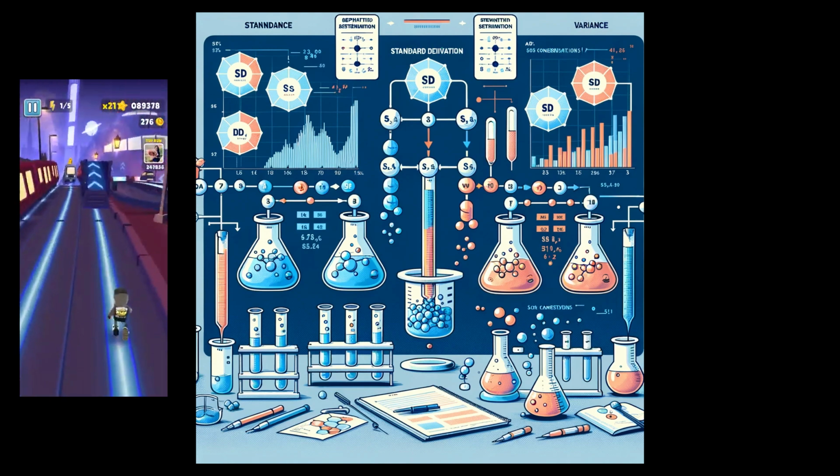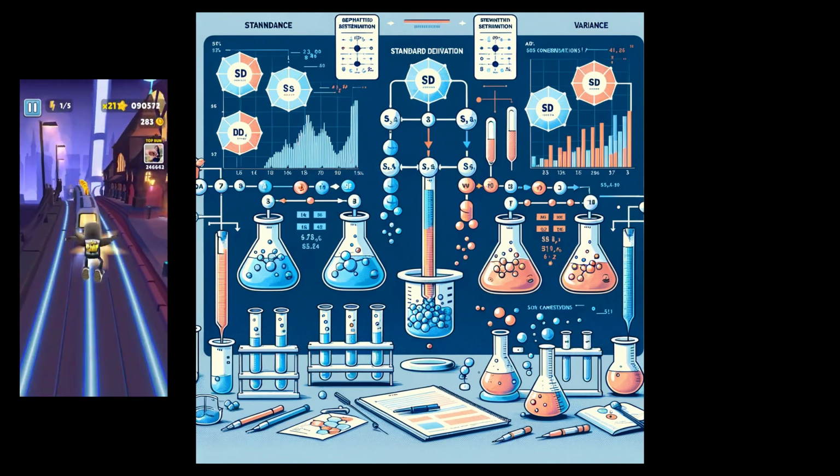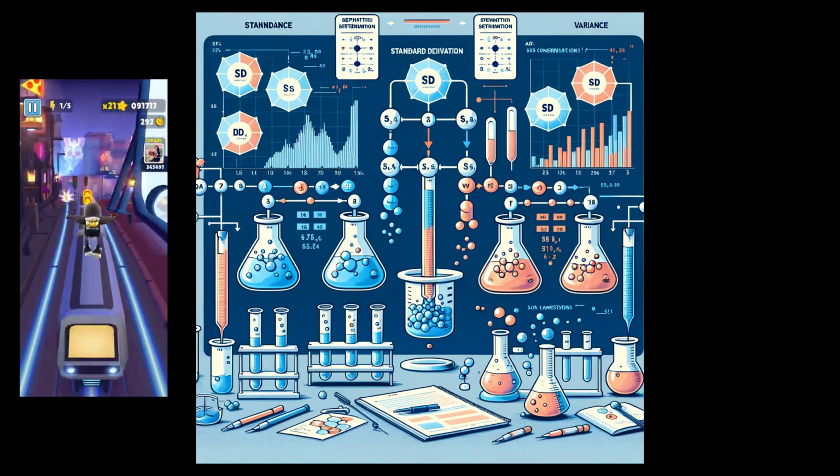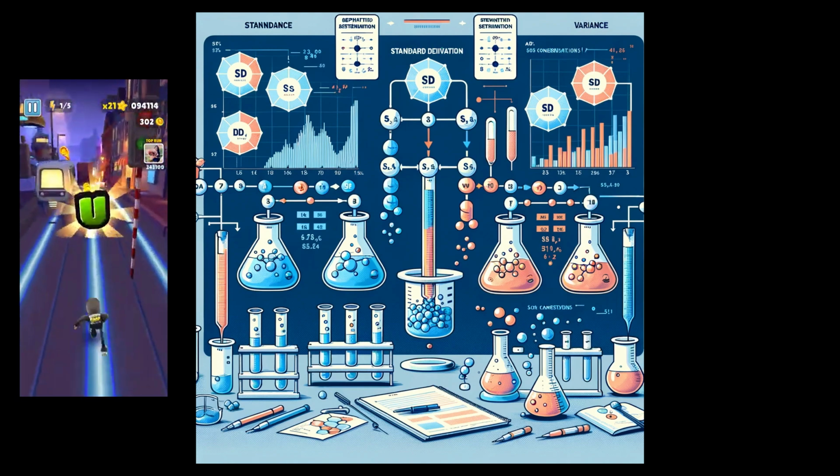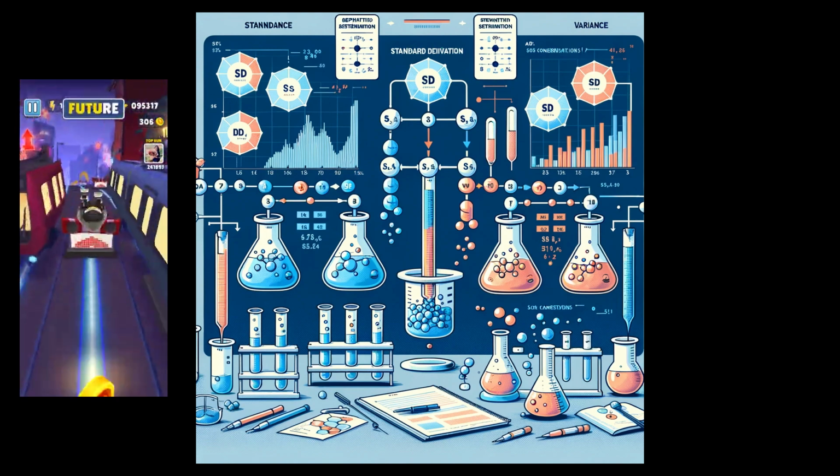So first, we must cover standard deviation and variance in chemical measurements. Standard deviation in chemistry labs is crucial for assessing the precision of repeated measurements like the mass of a compound or the volume of a solution.